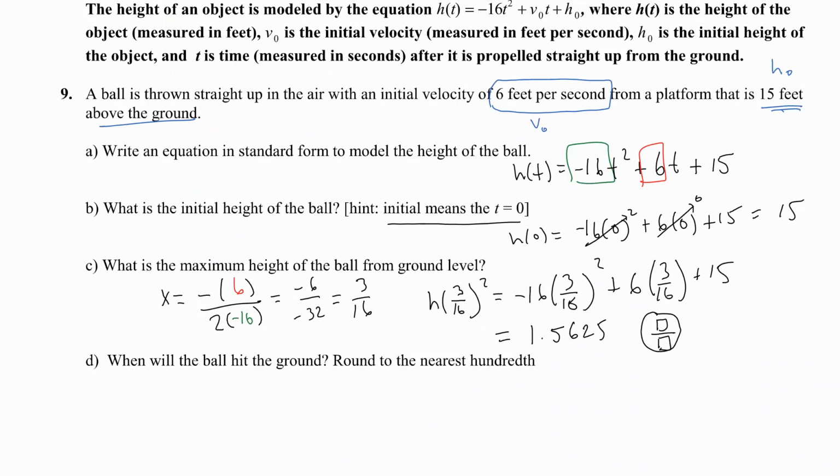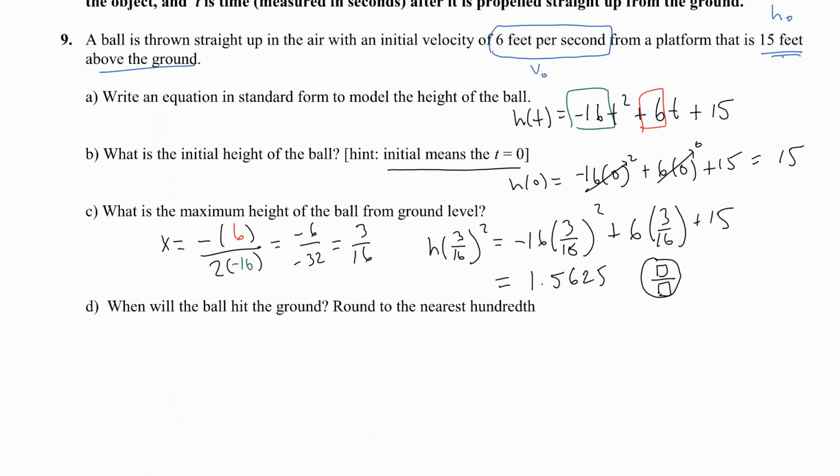Okay, and last one, when will the ball hit the ground? Round to the nearest hundredth. It will hit the ground when the height is 0. So that's your y value right there. So let's go ahead and say 0 equals negative 16t squared plus 6t plus 15. All right, so how are we going to solve that? There's a t squared and a t to the first.